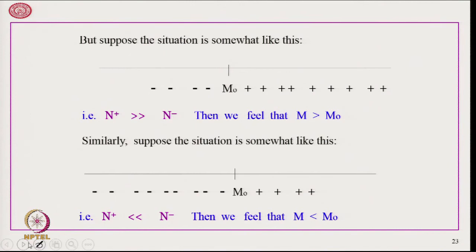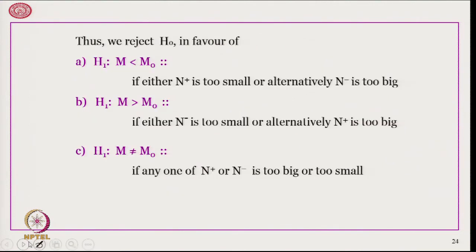In a similar way, suppose the situation is like this: this is the hypothesized m naught, and the number of plus signs is much less than the number of minus signs. Therefore, we would expect the median to come somewhere here, because it is a continuous distribution, and we would feel that m is actually less than m naught. Therefore, we reject the null hypothesis in favor of m less than m naught, the one sided alternative, if either n plus is too small or n minus is too big.